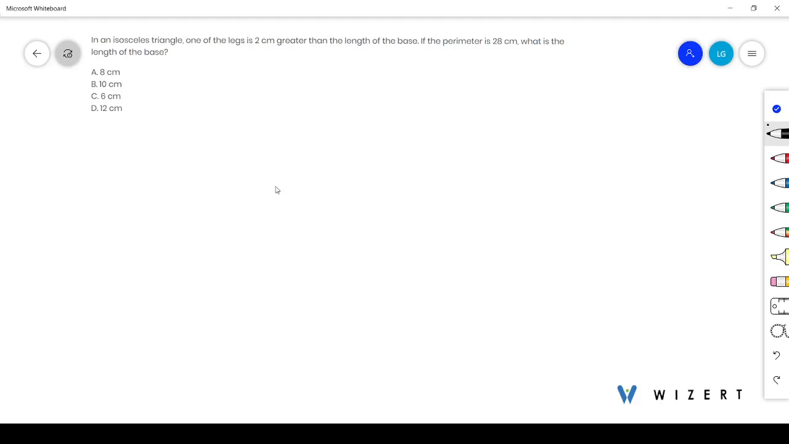Our question is, in an isosceles triangle, one of the legs is 2 cm greater than the length of the base. If the perimeter is 28 cm, what is the length of the base?